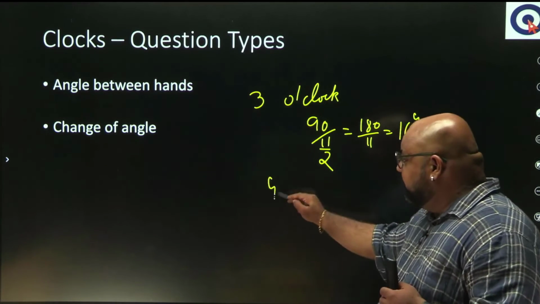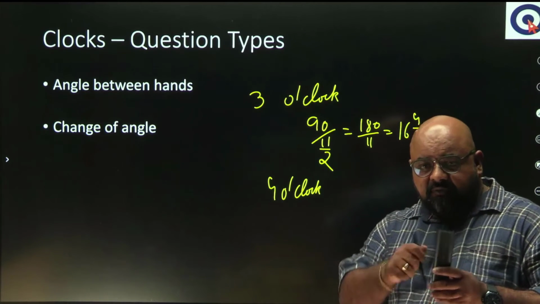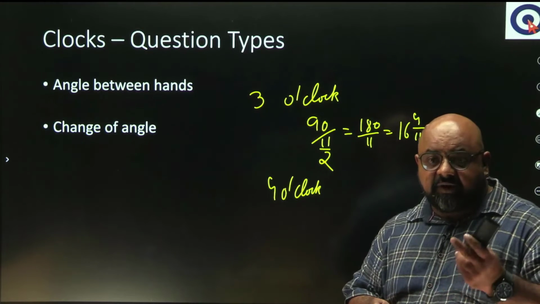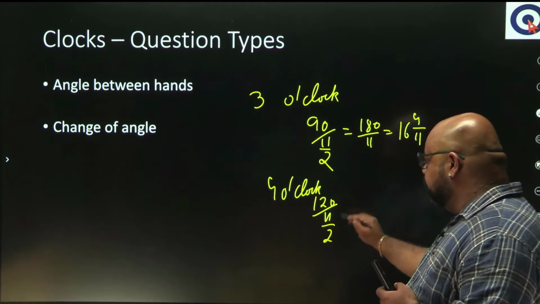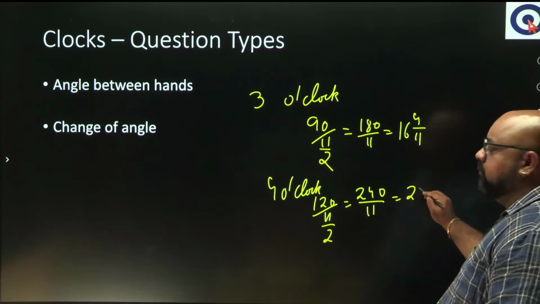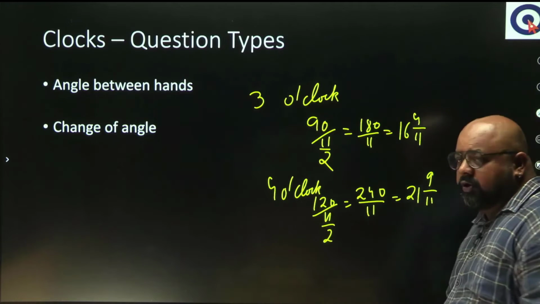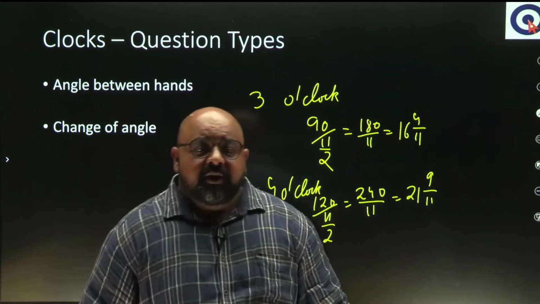What happens after 4 o'clock? At 4 o'clock, the angle is 4 divisions, each division 30 is 120 degree. So 120 upon 11 by 2. 4:21 9 by 11 will be the exact time, right?